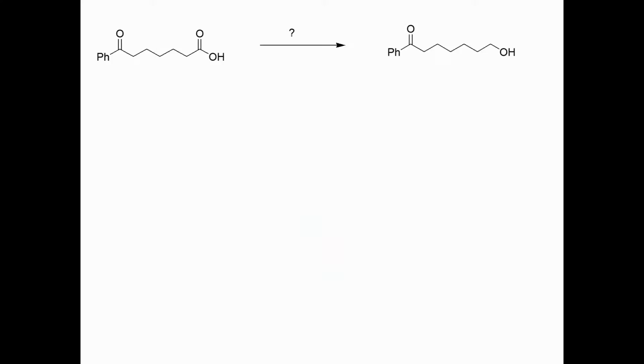How do we carry out this transformation? Most of us remember that sodium borohydride is a very mild reducing agent, but it will only reduce ketones in the presence of acids, right?